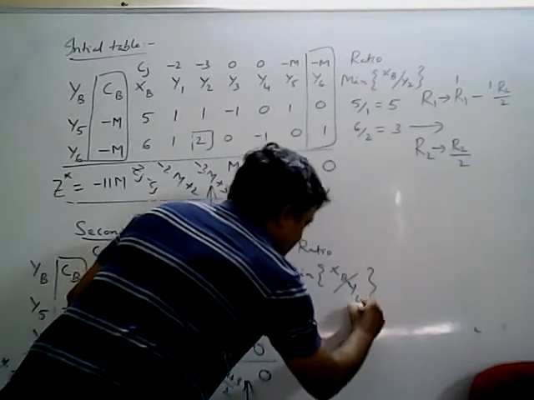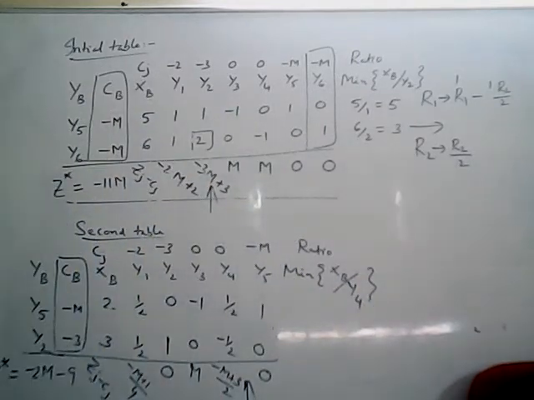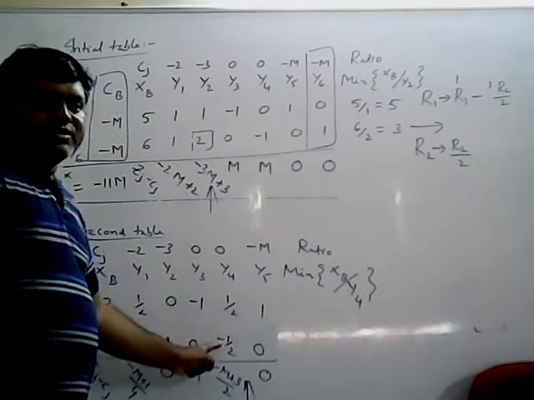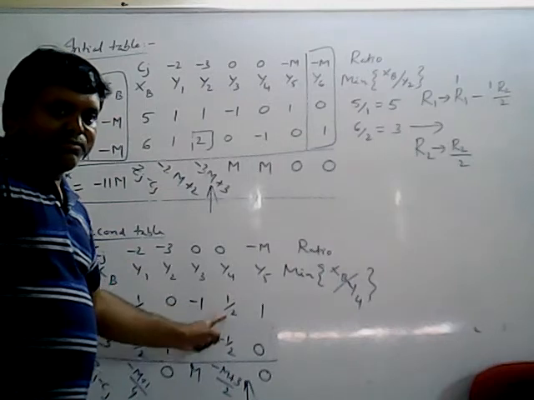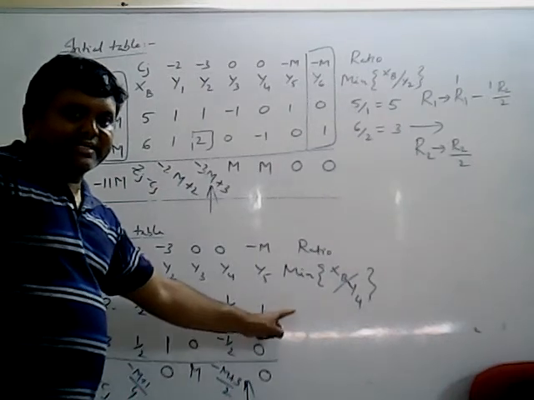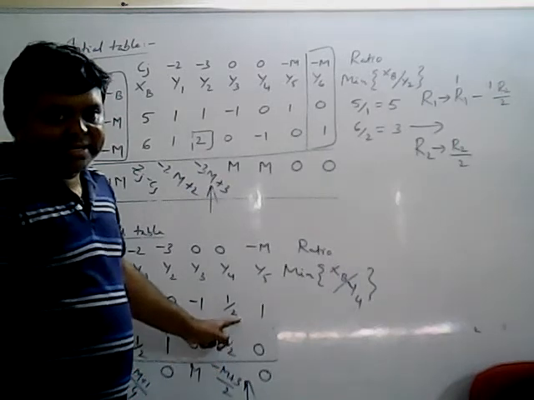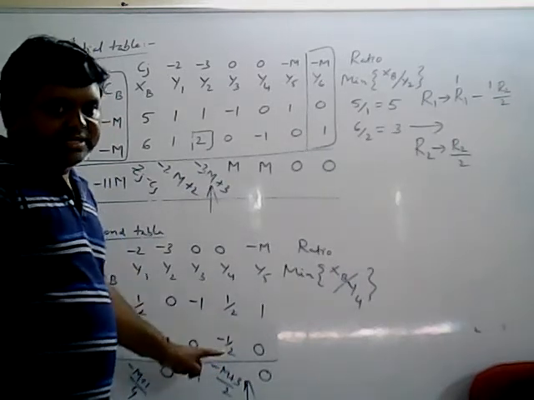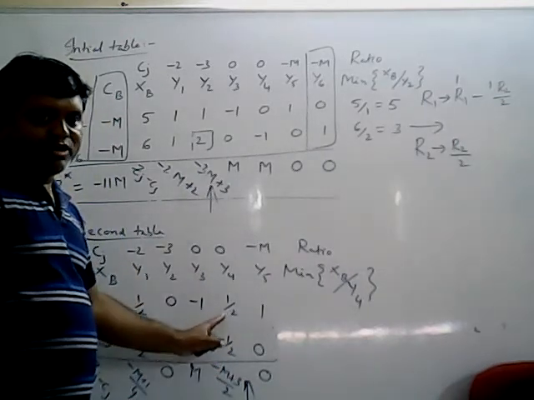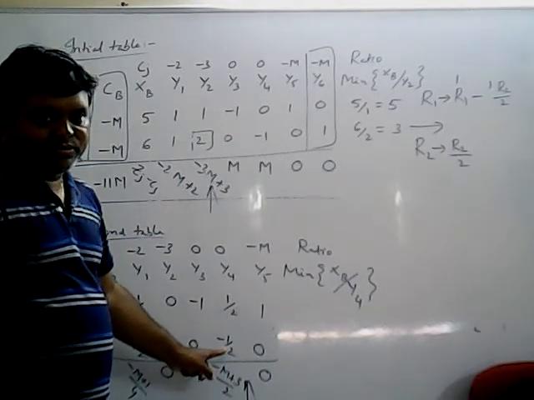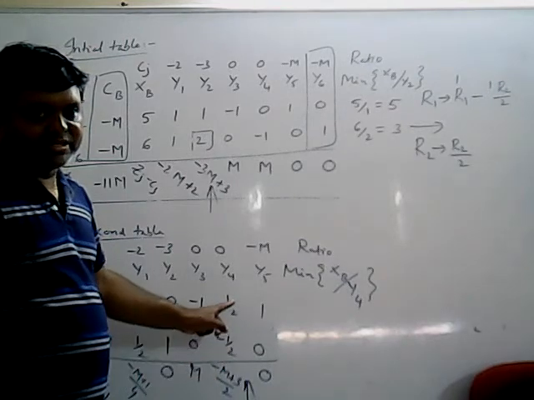Entry column is y4. But the condition is that in your entry column, at least one positive number is required for the ratio. If both the values are negatives or zeros, it indicates an unbounded solution. But in this case, if you observe y4 column, 1 by 2, minus 1 by 2, the negative value won't be considered. Only positive number ratios we consider.